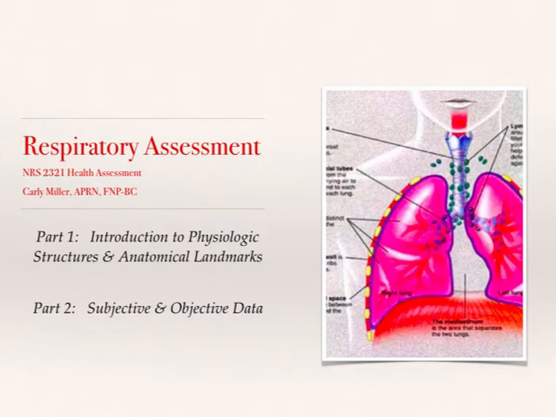This lecture is going to cover the respiratory assessment. It's split up into different sections. This first one's going to take a look at the introduction to physiologic structures and anatomical landmarks. So this will give you that general idea as to how to approach the exam and what to look at. And then the second part focuses on the subjective and objective data. So that's like your history taking and your examination. So right now let's take a look at the physiologic structures and landmarks.